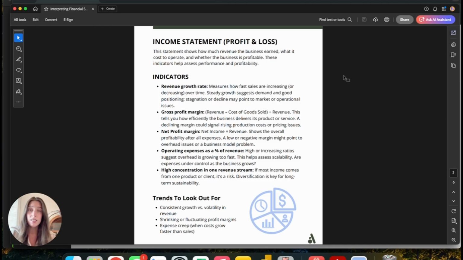There's a lot of indicators that you can look at with the income statement, but the last one on this list is a high concentration in one revenue stream. So if most income comes from one product or client, it could be a risk, and diversification for long-term sustainability is always a great option. So just some more overarching trends to look out for on the income statement is consistent growth. So is revenue and profit consistent, or is it volatile? Are there big fluctuations? Is it hard to forecast? And are expenses increasing at the same rate that sales are increasing?